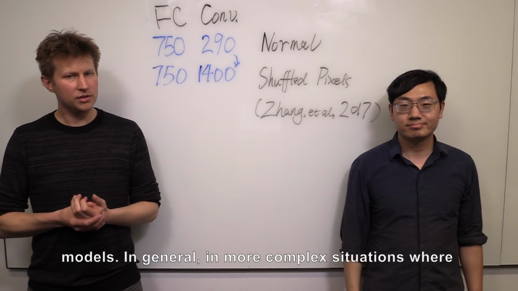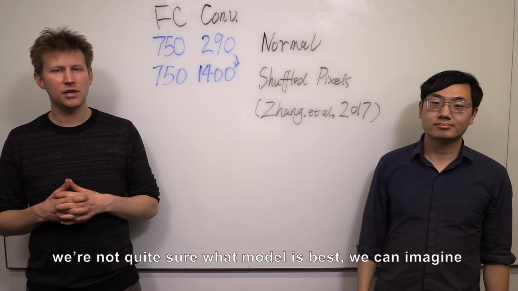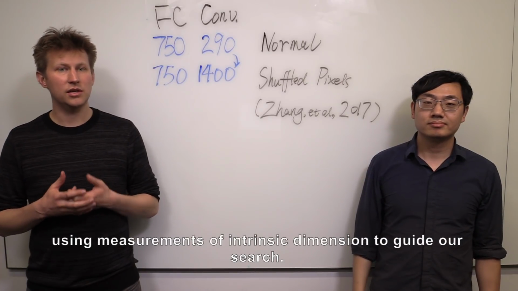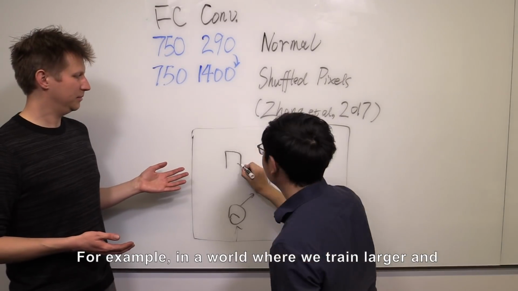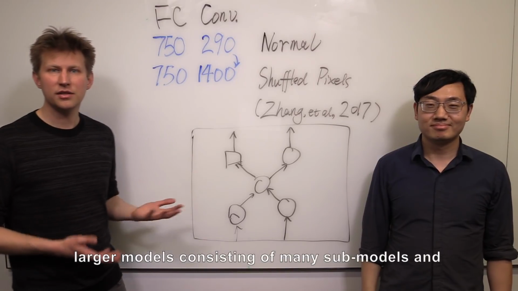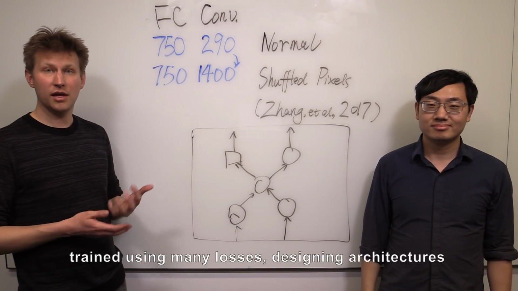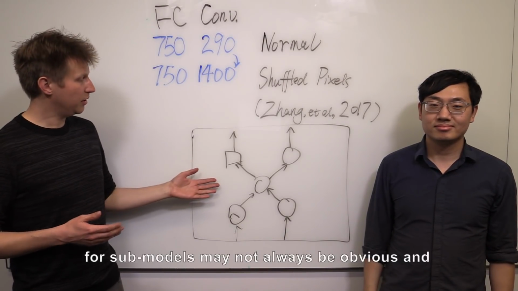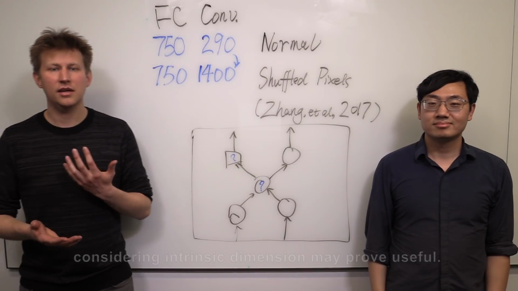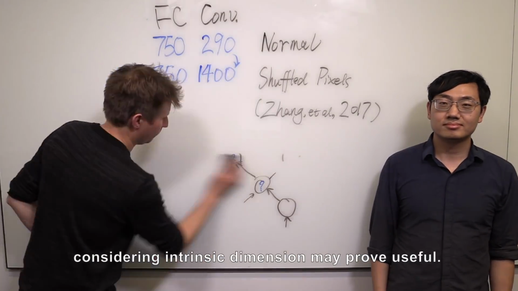In general, in more complex situations where we're not quite sure what model is best, we can imagine using measurements of intrinsic dimension to guide our search. For example, in a world where we train larger and larger models consisting of many submodels and train using many losses, designing architectures for submodels may not always be obvious, and considering intrinsic dimension may prove useful.